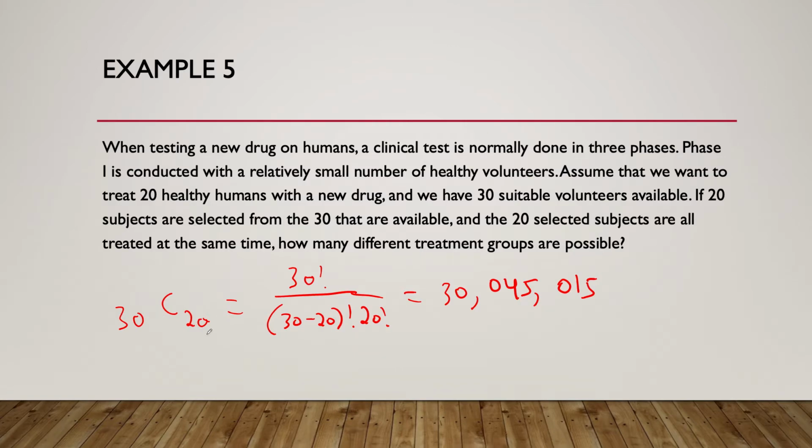So 30 choose 20. This is the same as 30 factorial divided by 30 minus 20 factorial times 20 factorial. This is equal to 30,045,015 possible groups.